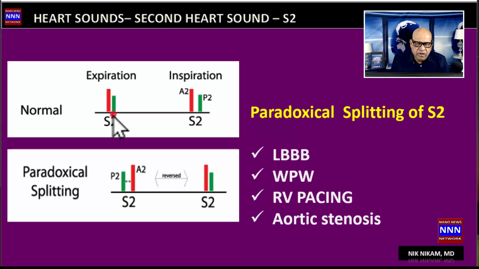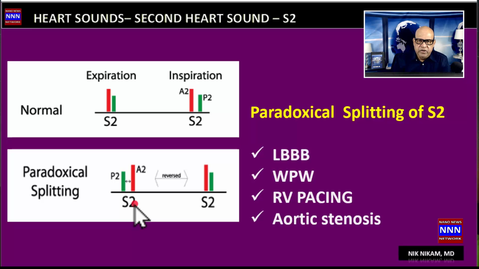Let's look at the first one. As I told you at the beginning, we get the aortic valve closure first, followed by the pulmonic valve closure. And during deep inspiration, because of increased venous return, there is a delay of the pulmonic valve closure, causing a wider split. But what about conditions where we get paradoxical splitting? That is, the pulmonic sound comes first and the aortic sound comes afterwards.